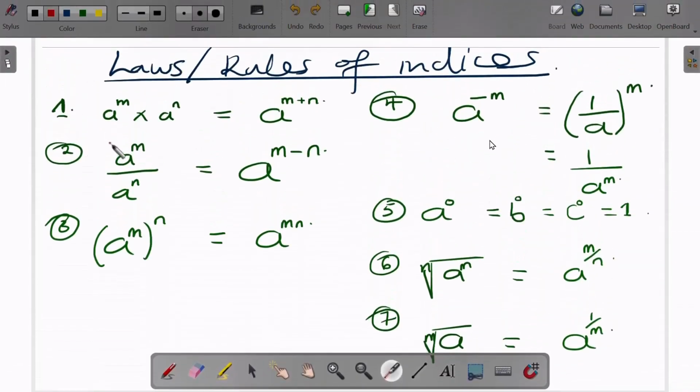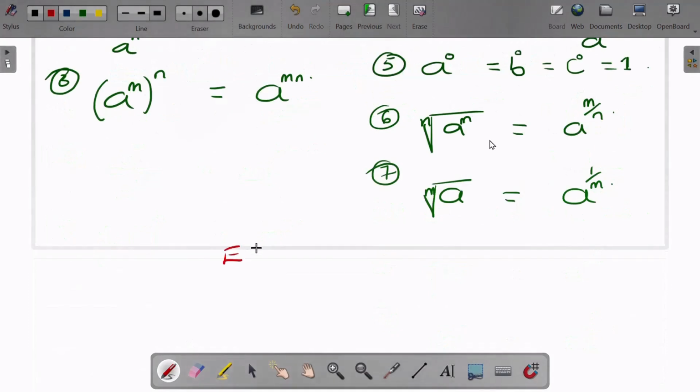We have 7 rules here. As you can see, we have the first one, the second, the third, the fourth is here, the fifth is here, sixth, and then the seventh. Under these rules or laws, we are going to have one example emphasizing the law. So let's have the examples.